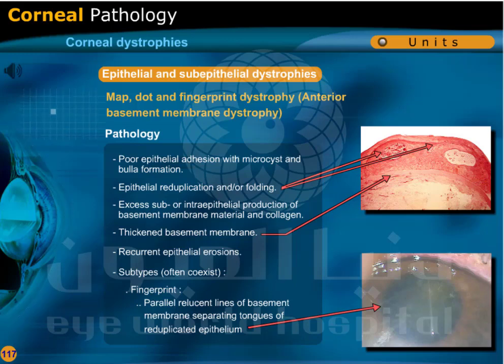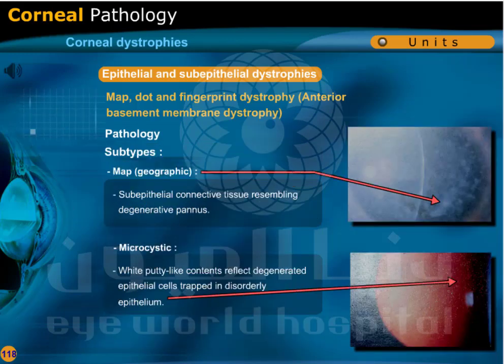Subtypes of map, dot and fingerprint dystrophy. They often coexist. Fingerprint: parallel relucent lines of basement membrane separating tongues of reduplicated epithelium. Map: geographic, subepithelial connective tissue resembling degenerative pannus. Microcystic: white, putty-like contents reflect degenerated epithelial cells trapped in disorderly epithelium.